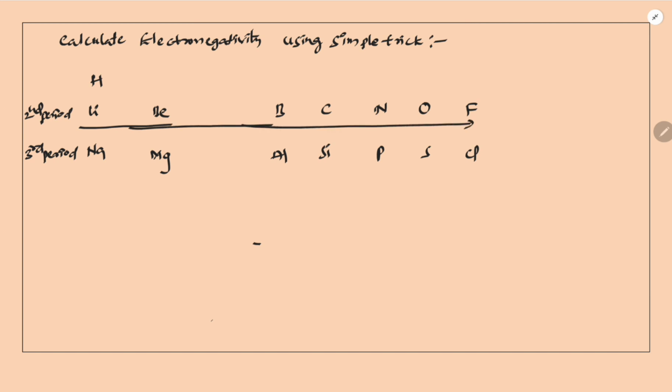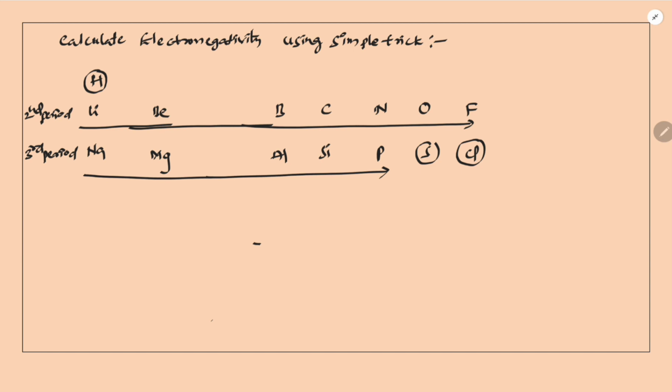Now the second arrow goes from sodium to phosphorus. Leave the last two elements, sulfur and chlorine, by using a circle. Here hydrogen also we made a circle.